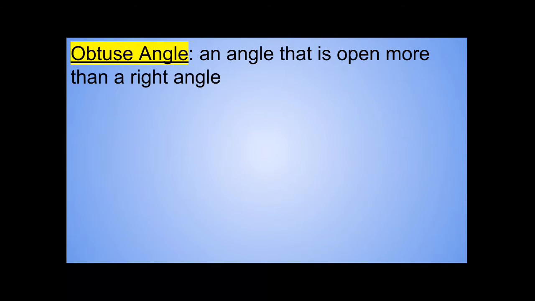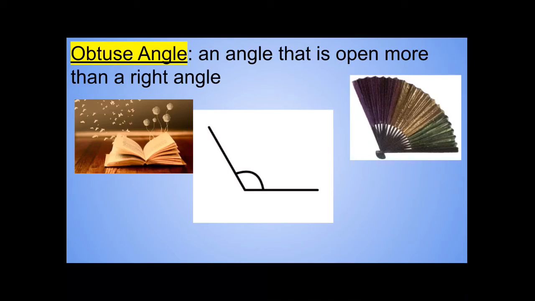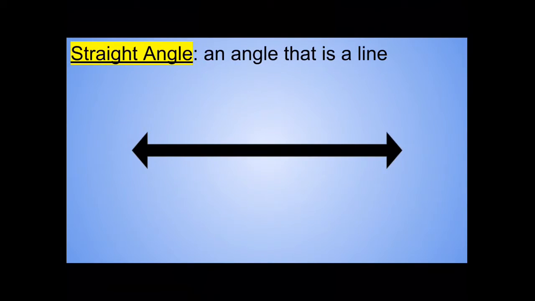The third kind of angle is an obtuse angle. An obtuse angle is an angle that is open more than a right angle. So an obtuse angle would look something like this. You've seen obtuse angles in real life on an open fan or an open book or the roof of a house. The last kind of angle is a straight angle. A straight angle is literally just a straight line, and we all know what a line is at this point.